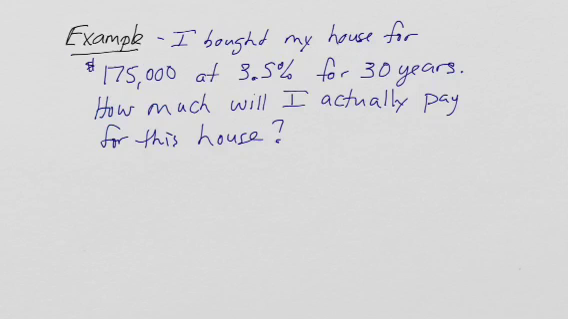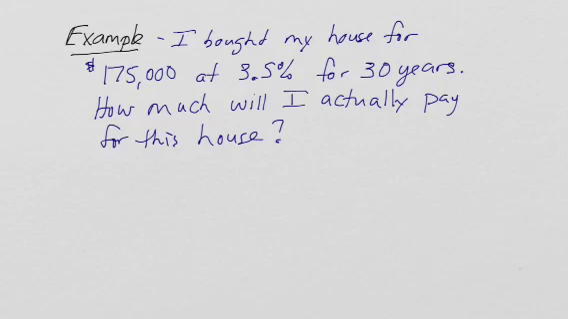All right, let's try one more. And this has got some realism in it as well. This is actually what happened to me. It says I bought my house for $175,000, which I did, at 3.5% interest rate, which is true. That's what I paid. And I got my loan for 30 years. How much will I actually pay for my house?